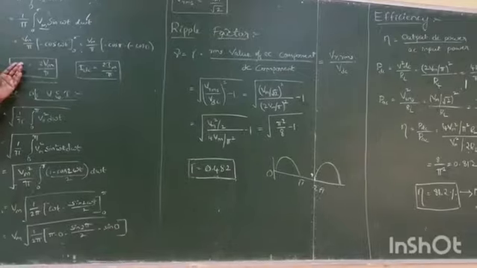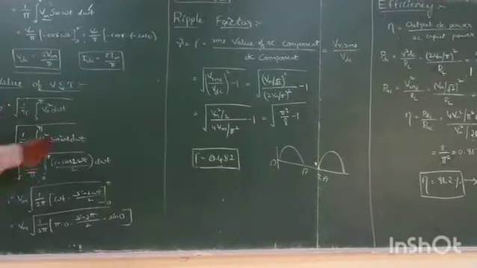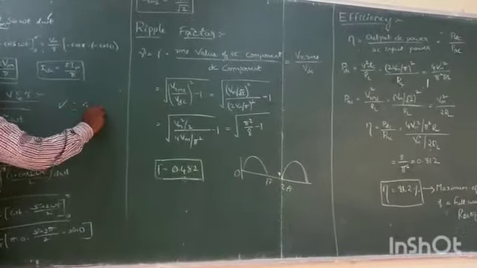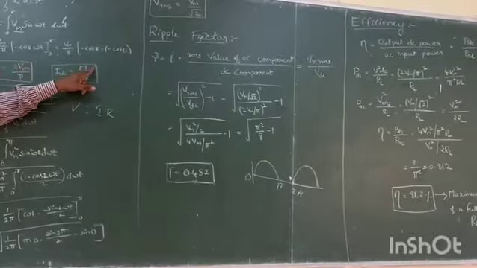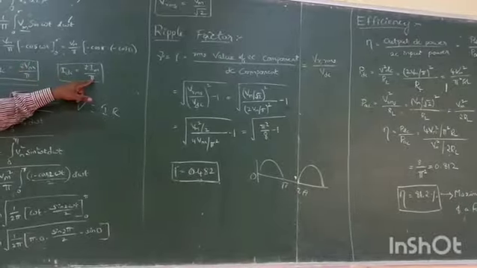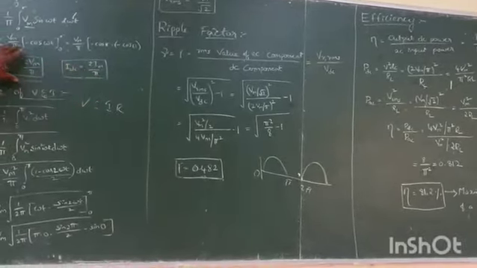Same for IDC. You know that VDC, as per Ohm's law, is V equal to IR. So for the current also, instead of Vm you write Im: IDC is 2 Im over pi. This is the current value, and that was the voltage value.